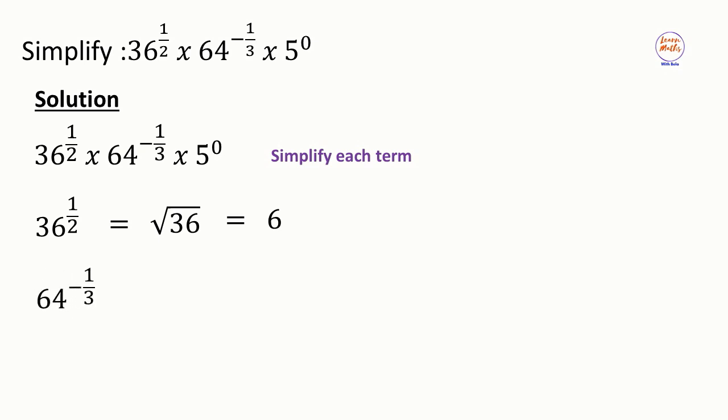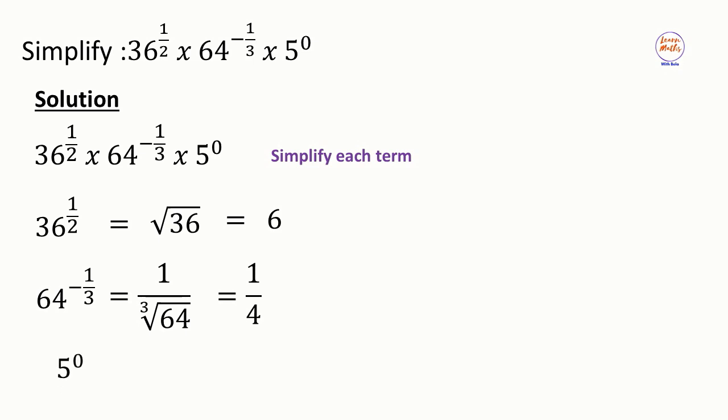So let's go to the next term. 64^(-1/3). That is raised to power minus 1 over 3. And this will also be 1 over the cube root of 64, because here you have 1 over 3, so it is the cube root of 64. And what is the cube root of 64? 4. So we have 1 over 4. And I know you may be wondering, why do we have 1 over? Remember the laws of indices? Anything raised to a negative power means that you take the inverse of that number.